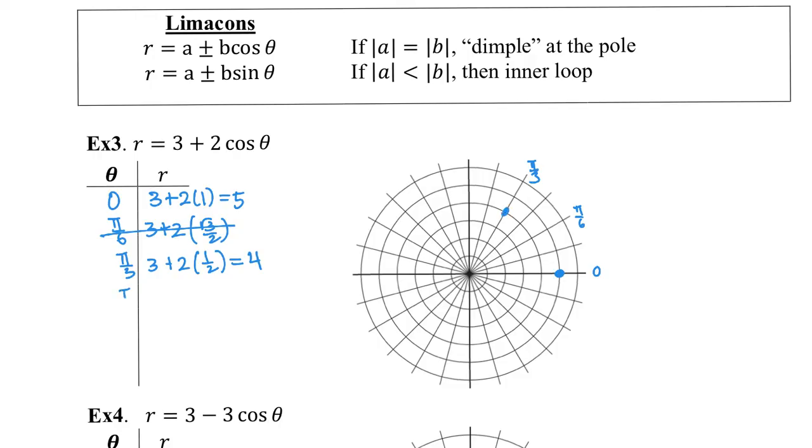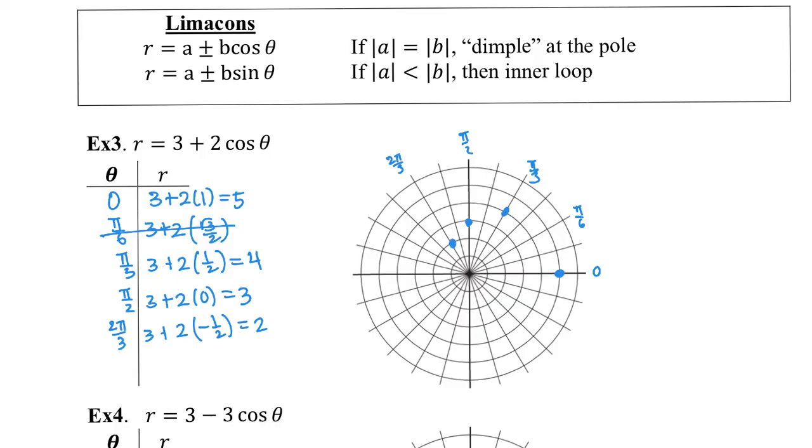Let me go to pi over 2. The cosine of pi over 2 is 0. I'm going to keep going because I want to go from 0 to pi if possible. Let me go after pi over 2. Let's go to 2 pi over 3. The cosine of 2 pi over 3 is negative 1/2. So 3 minus 1 is 2, which is right here.